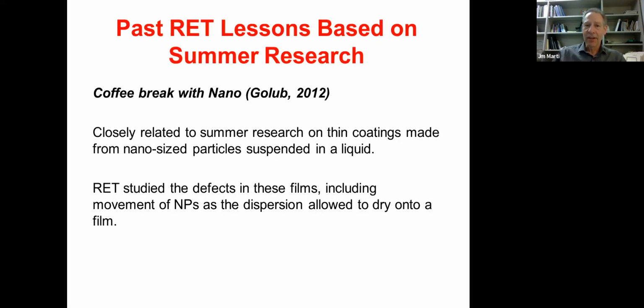So first example here is an activity called Coffee Break with Nano. It was closely related to what the RET was working on. Her research was with thin film coatings that were made of nanoparticles suspended in a liquid typically. There's lots of applications for these in a wide number of fields. But making films this way is subject to some defects that this RET teacher found interesting and translatable to the classroom.